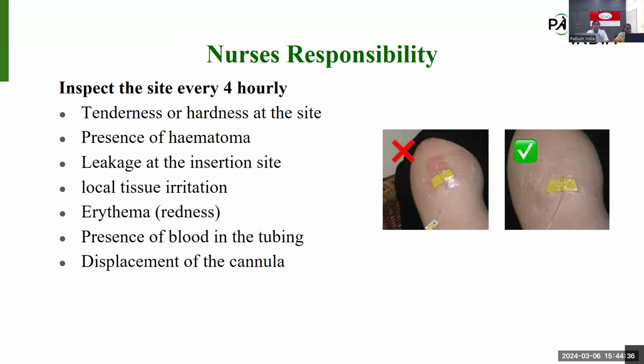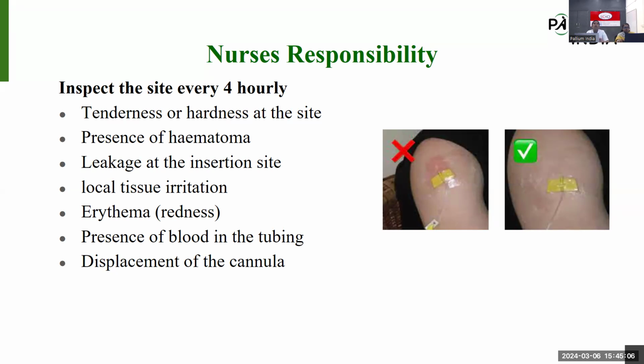Then local tissue irritation. Then inspect for any erythema or redness in the infusion site, and presence of blood in the tubing. We know we are inserting the needle in the subcutaneous space, so there is no chance of bleeding. And if there is bleeding, that means we are inserting the needle into an intravenous line or blood vessel. So we should inspect the site for blood in the tubing.